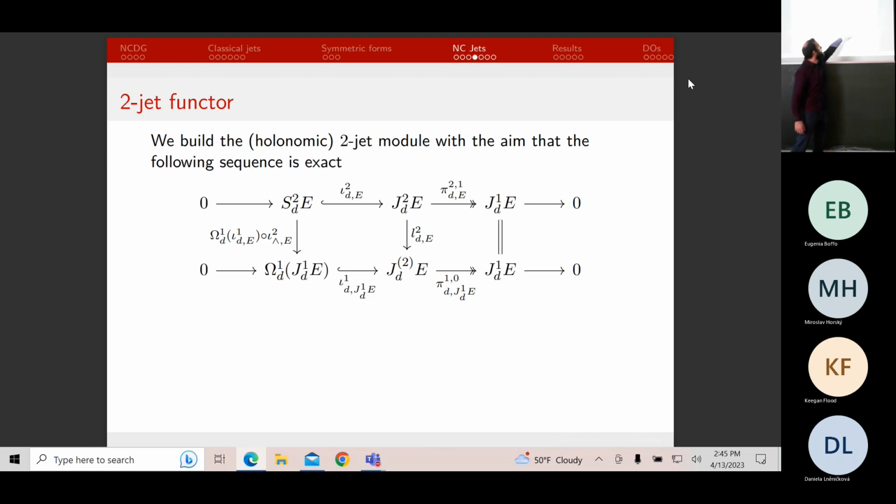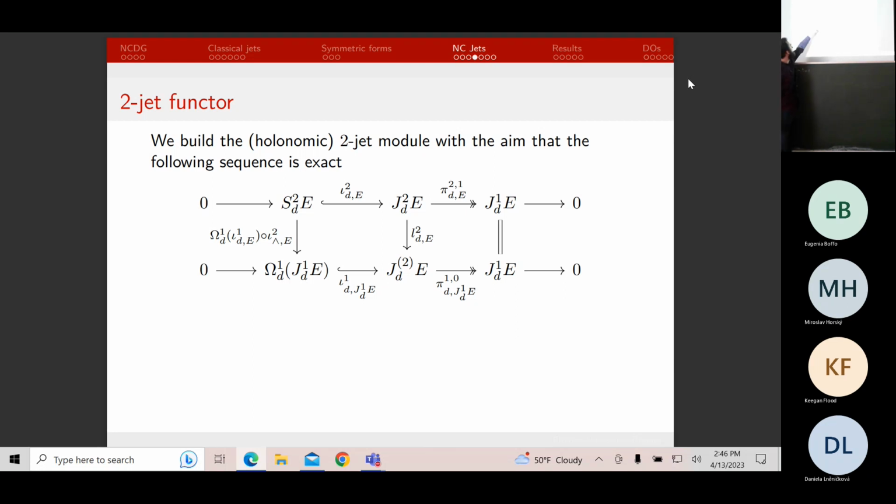So notice that here we can take the identity, and here we already have this map, which first forgets the symmetry of S2 and sends S2 into omega-1 tensor omega-1. And then we have this map, which allows us to embed omega-1 into J1. So this is what we already have. We need to find this object.